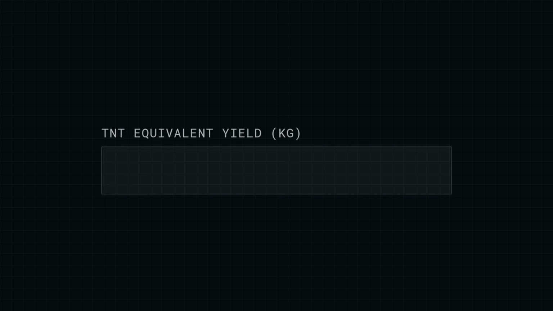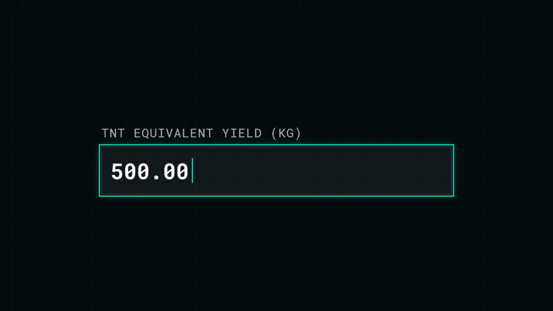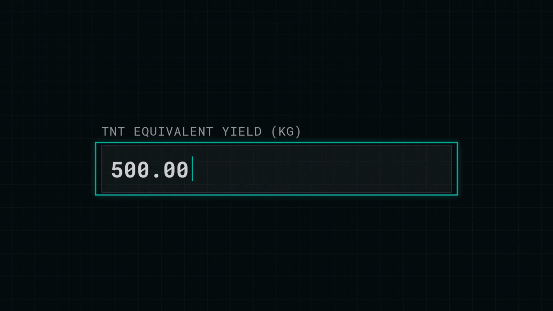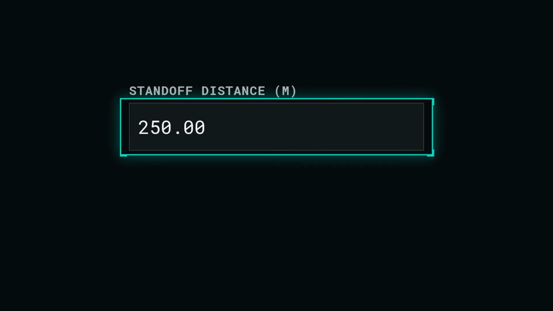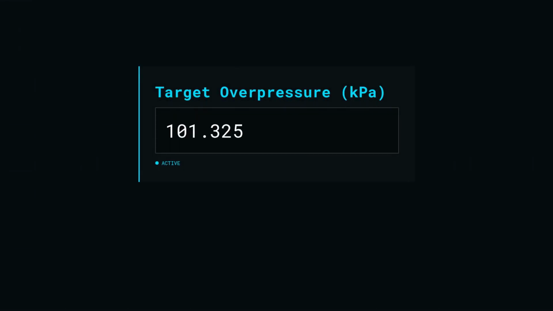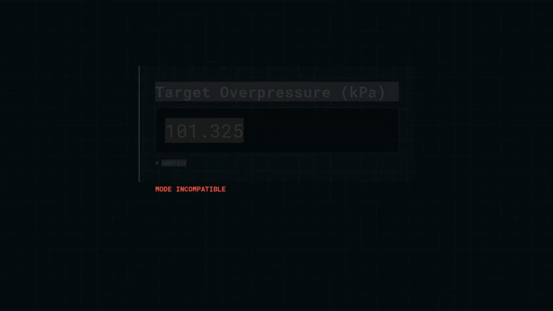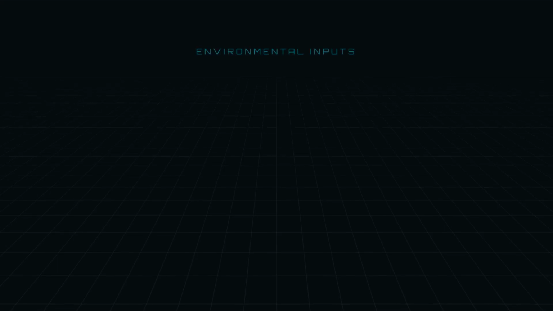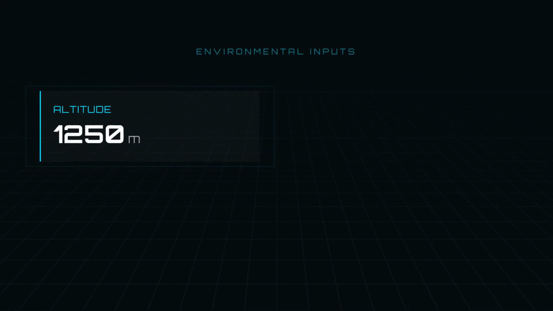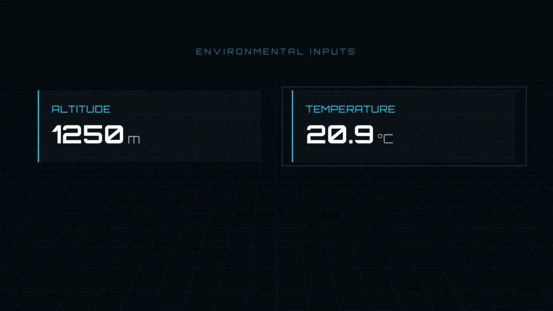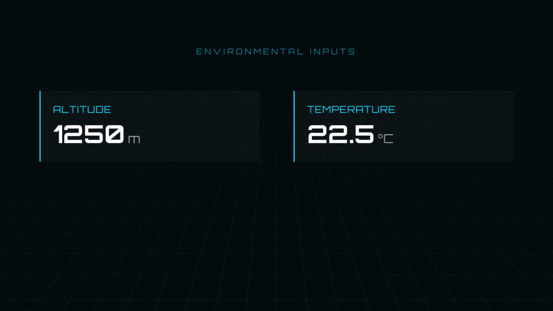Next, we have the TNT equivalent yield in kilograms field, where you enter your explosive yield. Below that is the standoff distance in meters for distance from blast. There's also a target overpressure field in kilopascals, though this is used for other calculation modes. Finally, we have environmental inputs: altitude in meters above sea level, and temperature in degrees Celsius for ambient conditions.